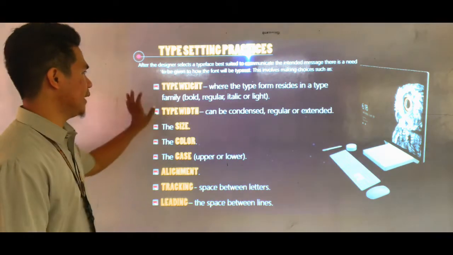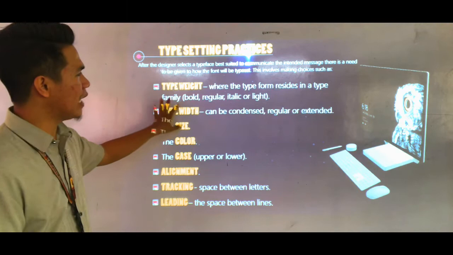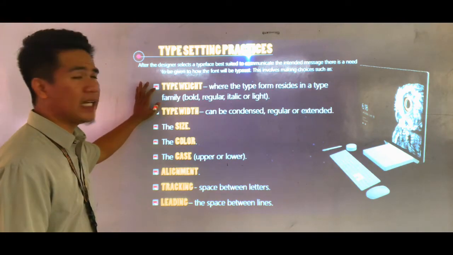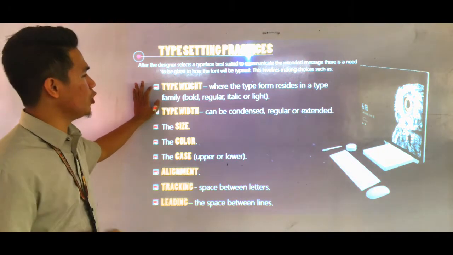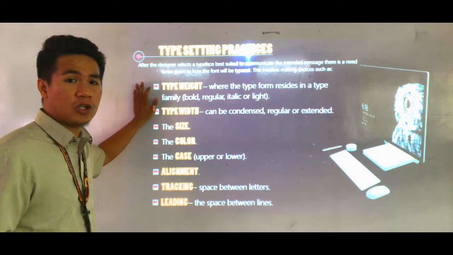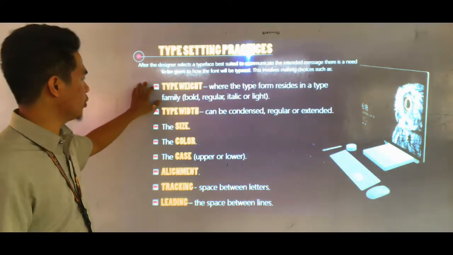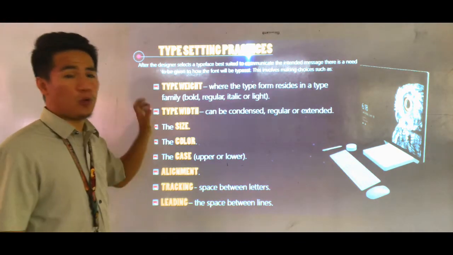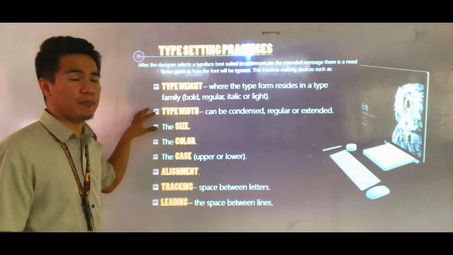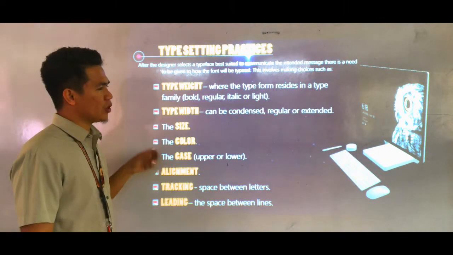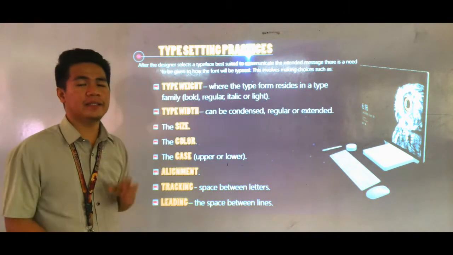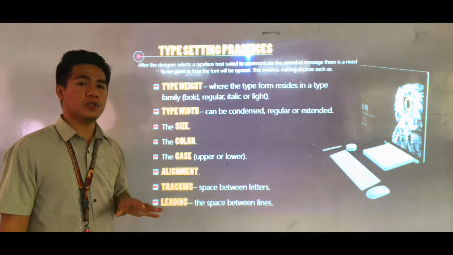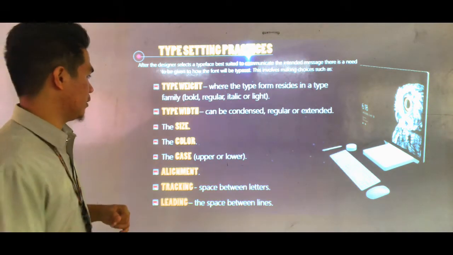So, the designer will consider the type weight, where the type form resides in a type family. He will look at whether to bold it, make it regular, italic, or light for the text. That is what we call type weight. We have also the type width, which can be condensed, regular, or extended. That is, how wide it is when placed on billboards or any form of media context.